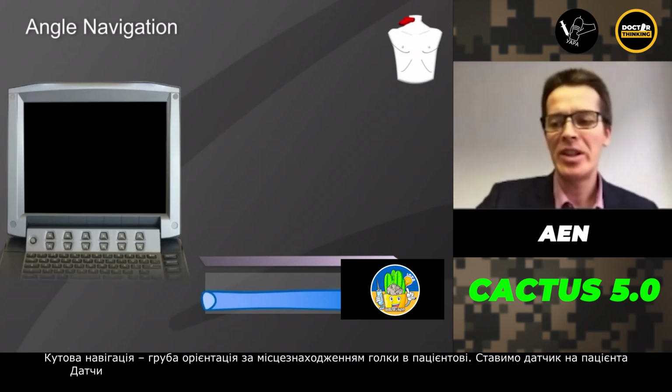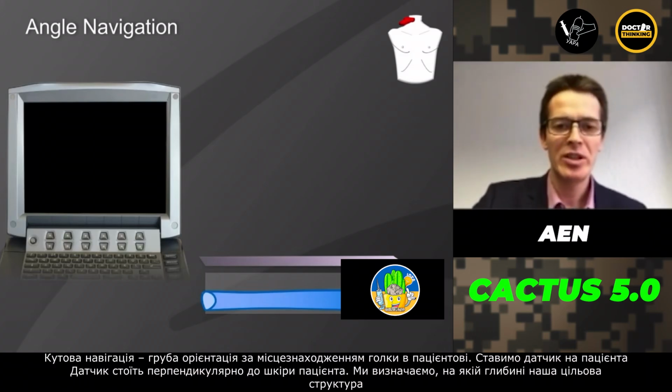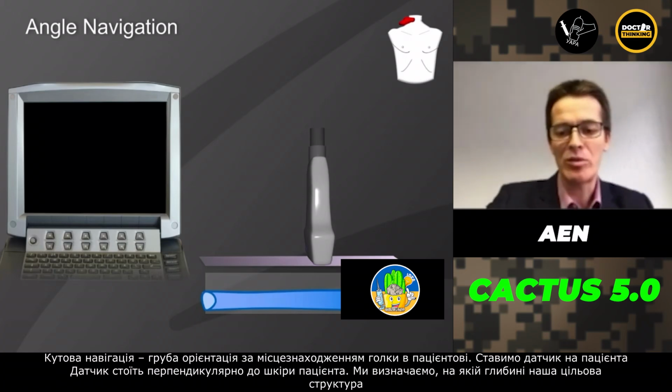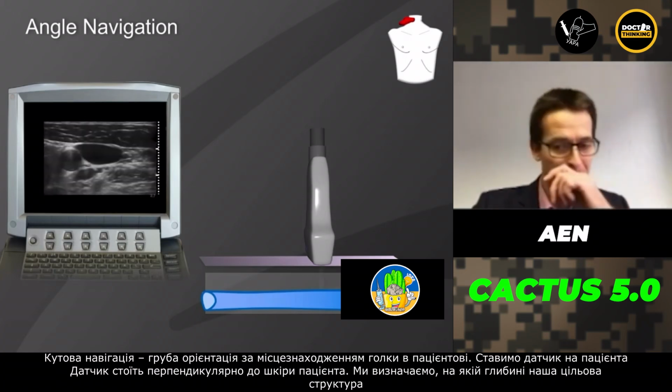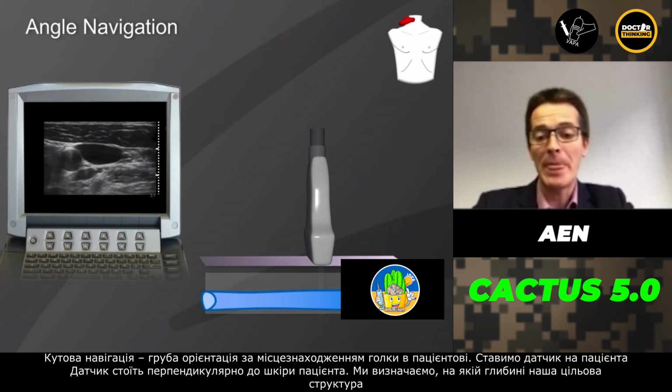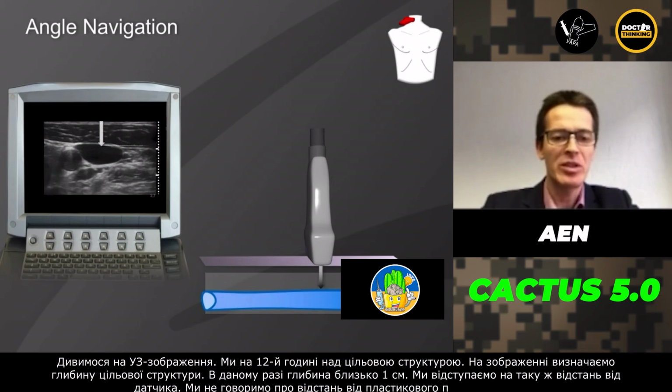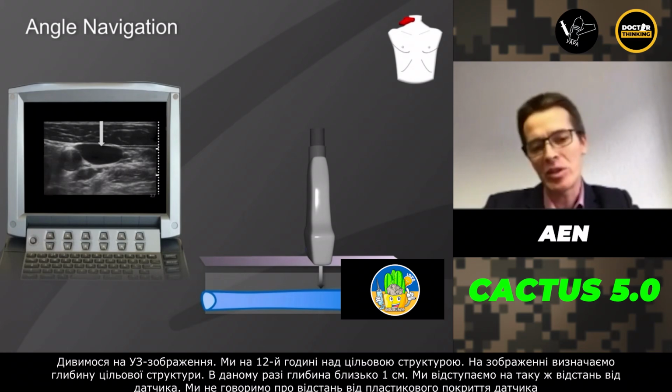Angle navigation is a rough orientation on how to navigate the needle in the patient. So let's go over an example. We place the probe on the patient, and the probe sits on the skin at a perpendicular angle. We try to find out how deep our target structure is. We look on the ultrasound image and we see it here. We aim for the 12 o'clock position of the target structure, and we read the depth on the lateral side of the ultrasound image.